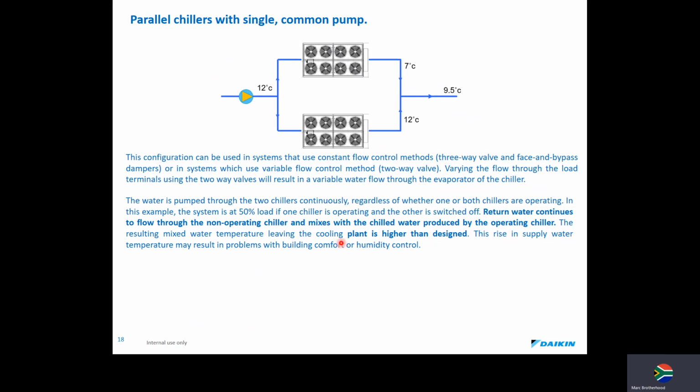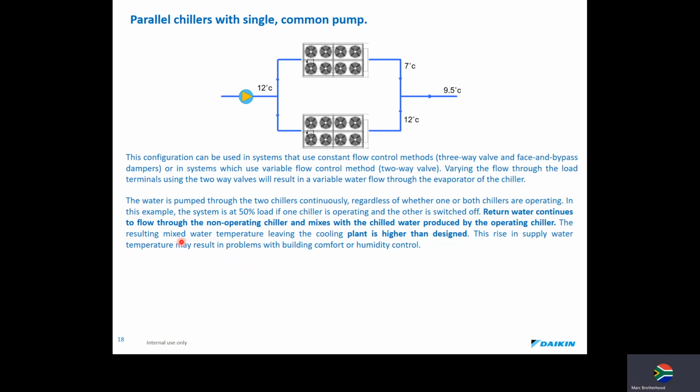The water is pumped through the 2 chillers continuously through the single pump, regardless of whether one or both chillers is operating. In this example, the system is at 50% load if one chiller is operating and the other one is switched off. Return water continues to flow through the non-operating chiller. So the 12 degrees comes in. Because this chiller is not running, it's still going to pump 12 degrees out.